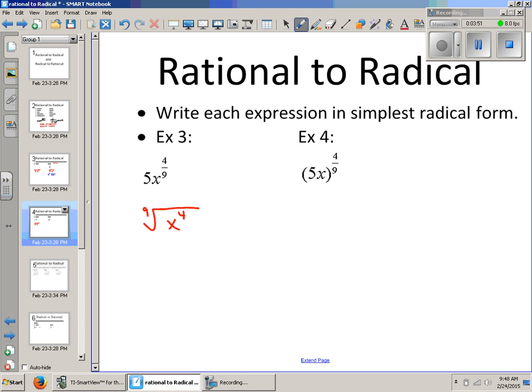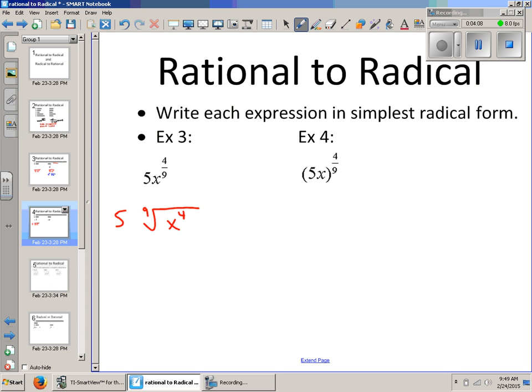And this 5, where does it go? Well, it's going to go on the outside of the radical. And we're going to check it. You can check that. Before we check it, though, is it in simplest form? Well, we have 4 x's and we want to make a group of 9. So yes, it is in simplest form because I can't make a group.